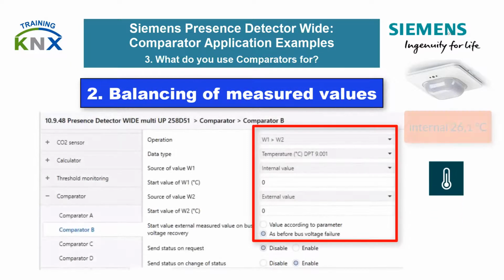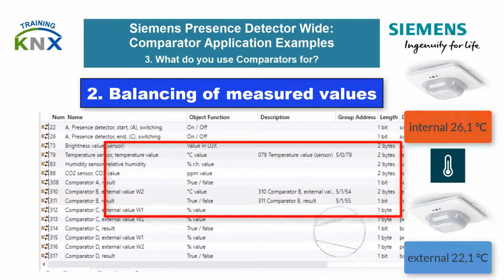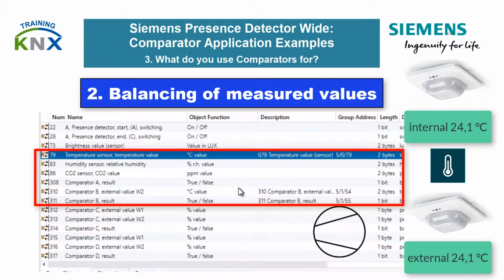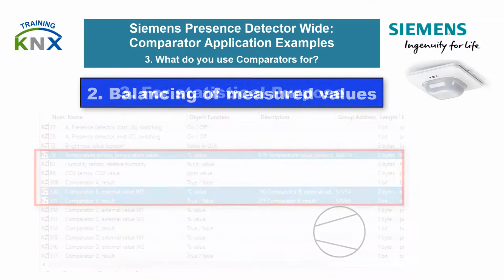2. For balancing of measured values, comparators can be used as follows. For example, if it is necessary to monitor whether the temperature in a room is distributed too differently, the result of the comparator could be used to control the ventilation system so that warmer and colder air are mixed again.